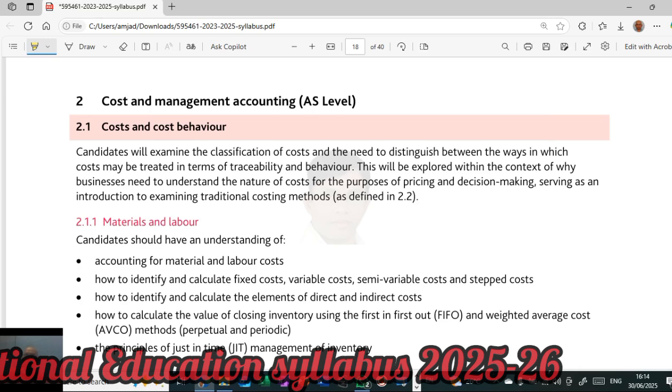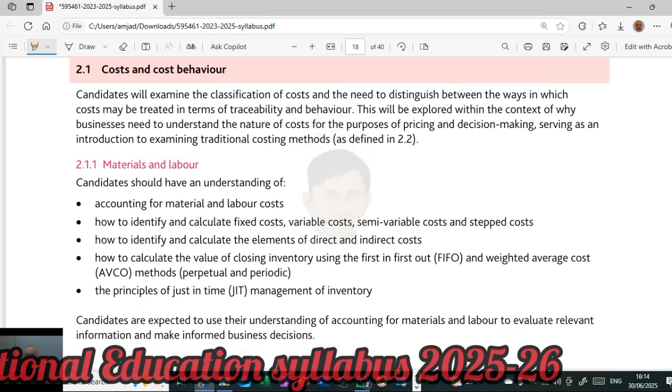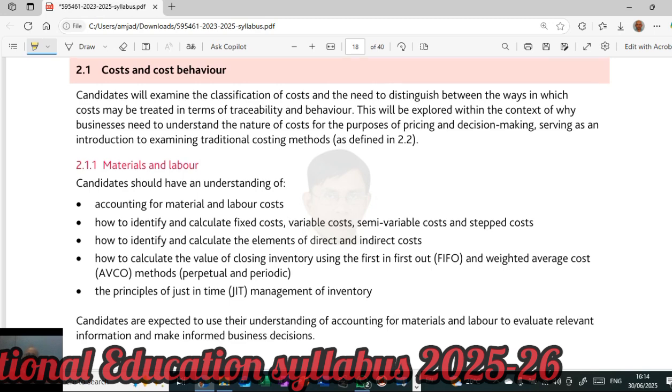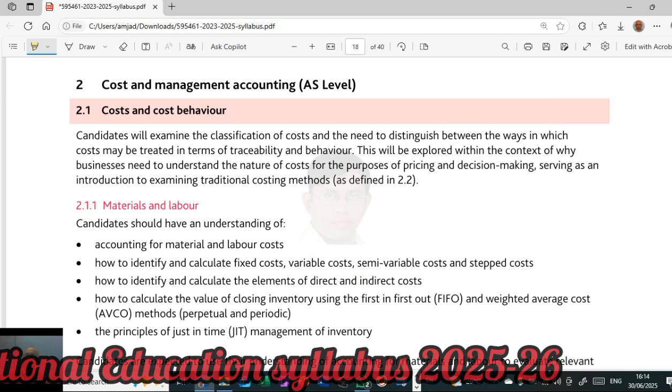Topic 2.1.1: candidates are expected to use their understanding of accounting for materials and labor to evaluate relevant information and make informed business decisions. So this is cost and management accounting, 2.1.